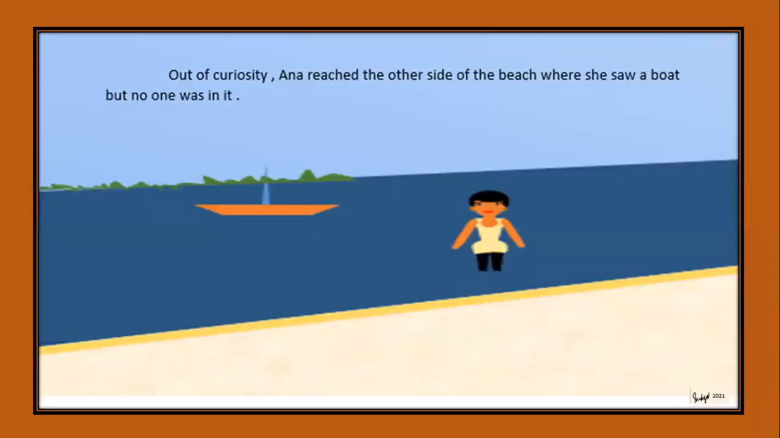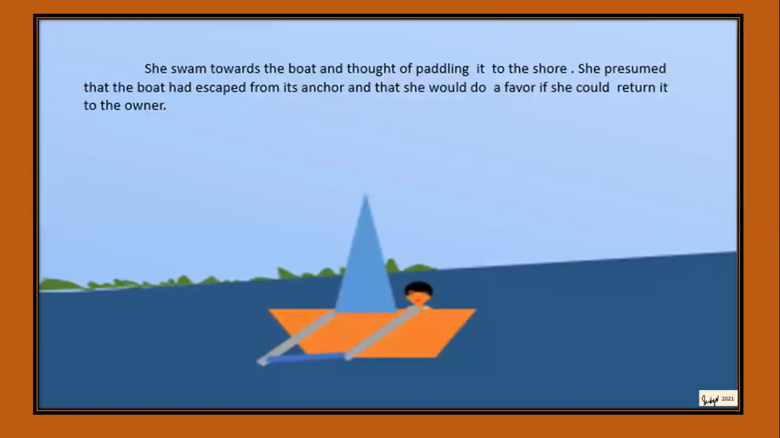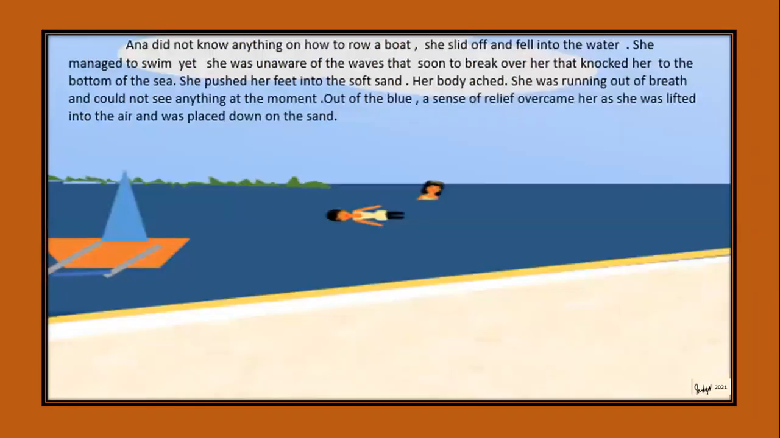Out of curiosity, Anna reached the other side of the beach where she saw a boat, but no one was in it. She swam towards the boat and thought of paddling it to the shore. She presumed that the boat had escaped from its anchor and that she would do a favor if she could return it to the owner. Anna did not know anything on how to row a boat.